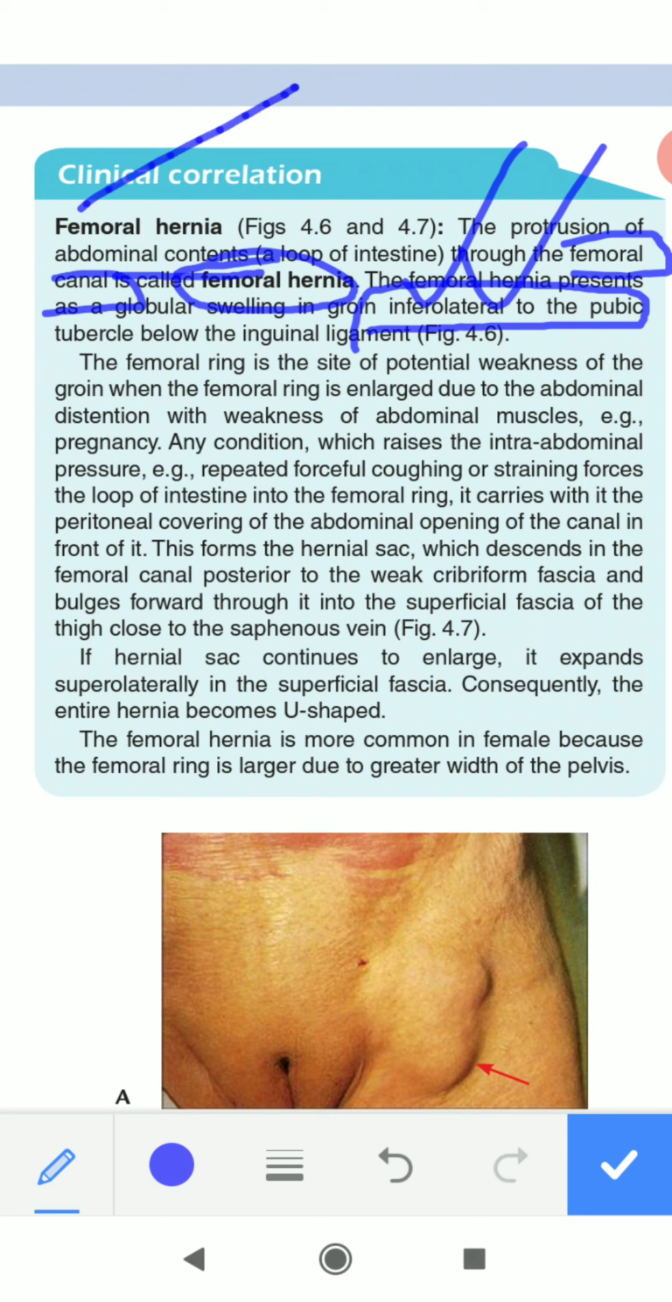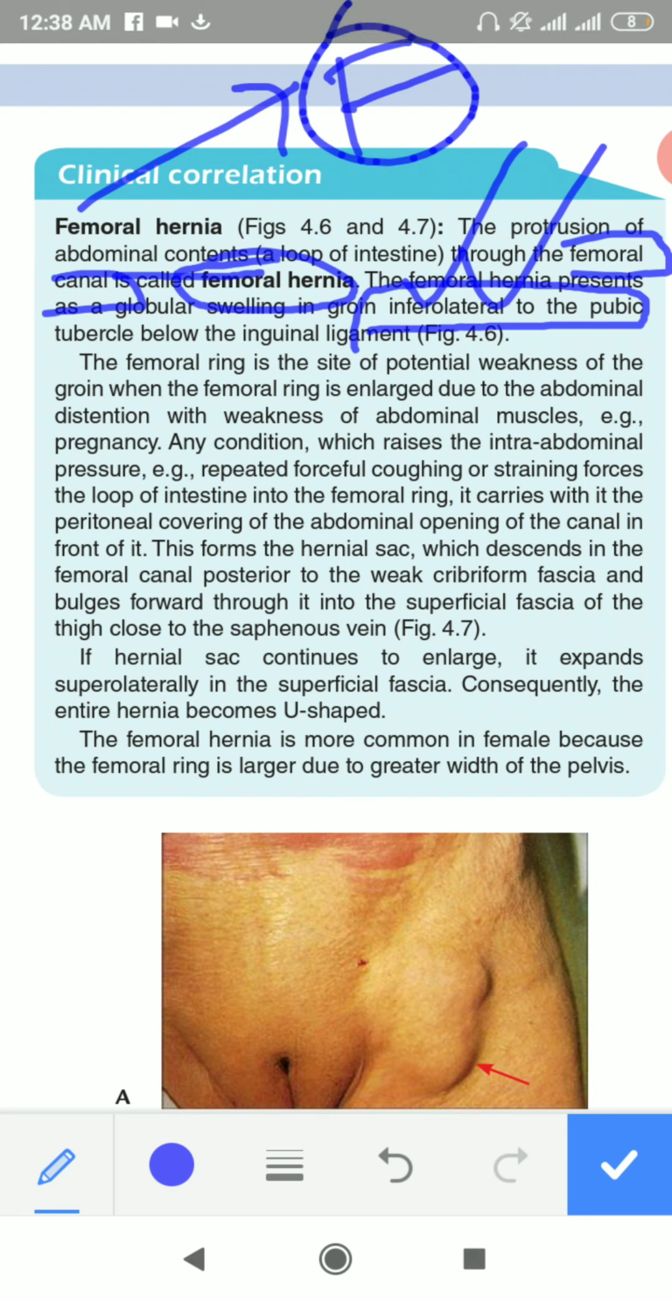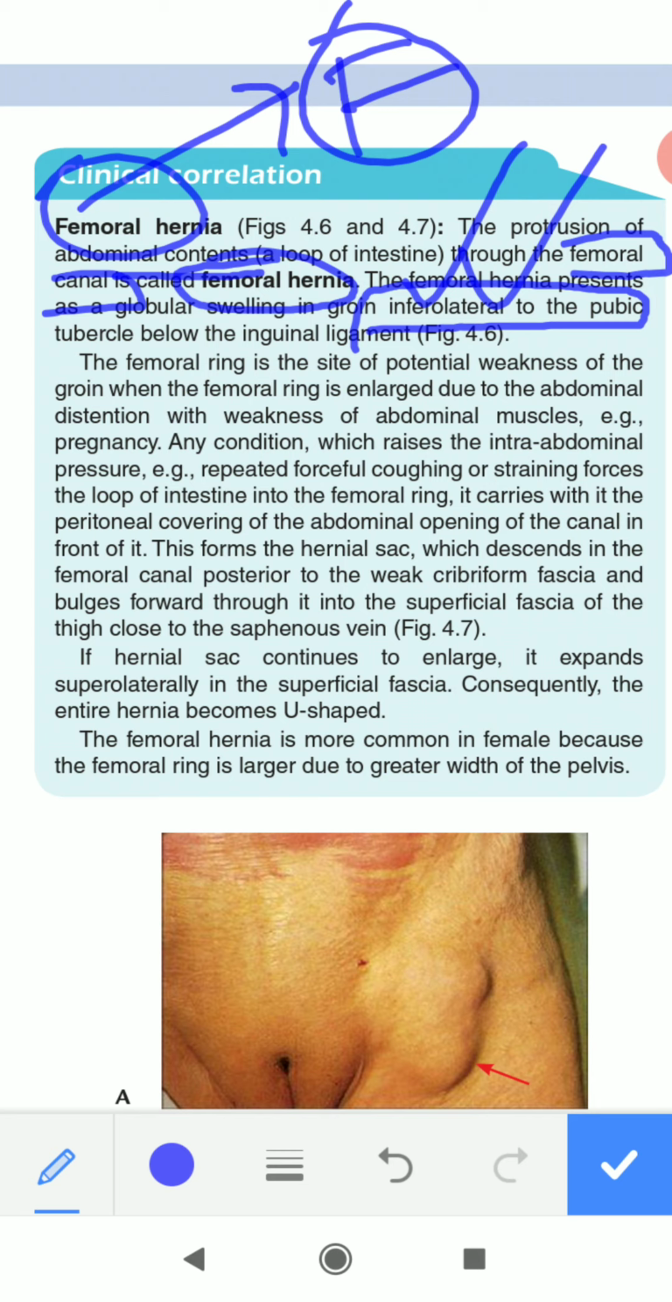Femoral hernia most commonly occurs in the female. F for female and F for femoral. It occurs due to weakness of the abdominal muscles, most commonly in the female in the pregnancy state.